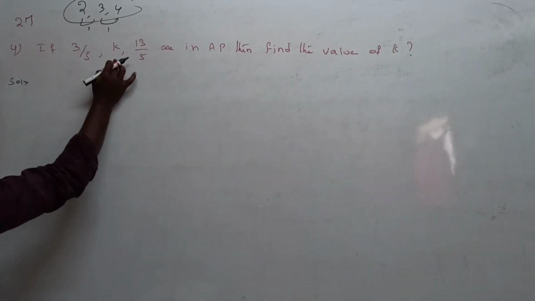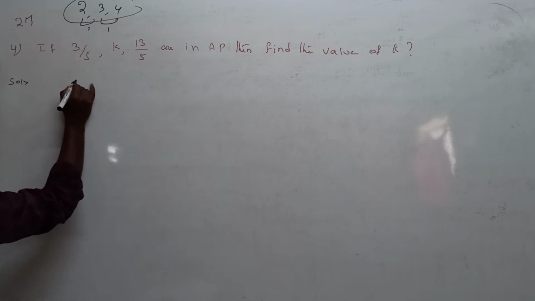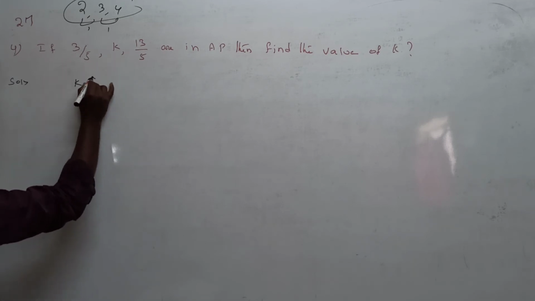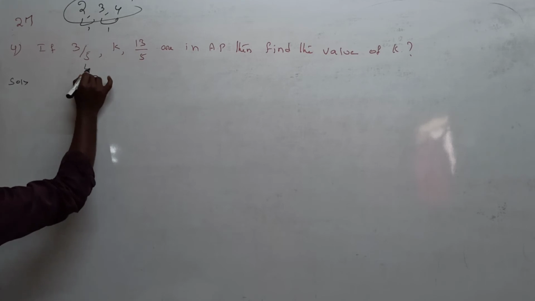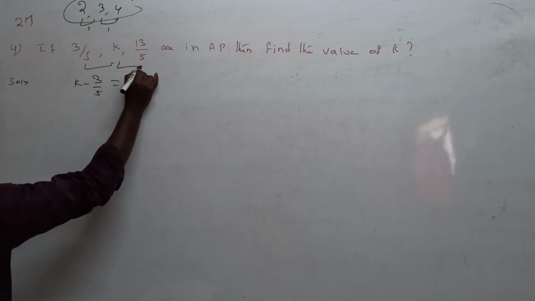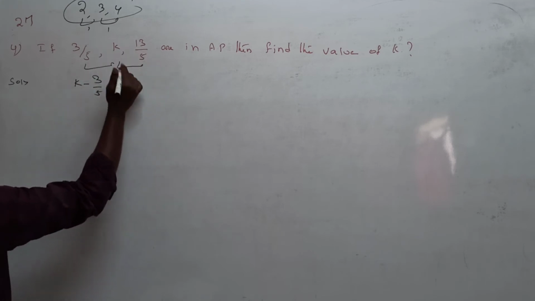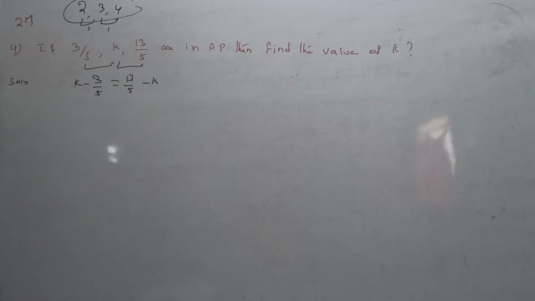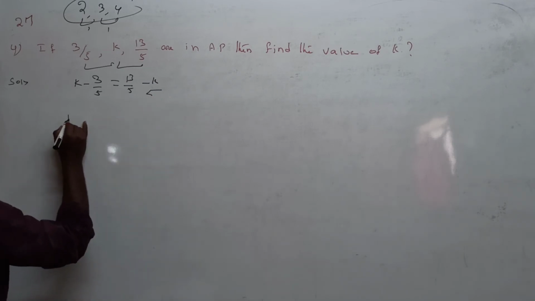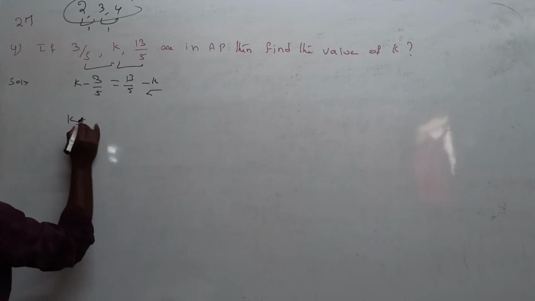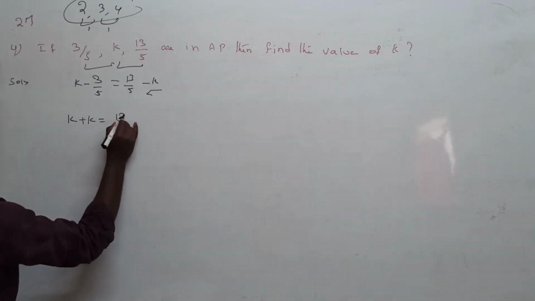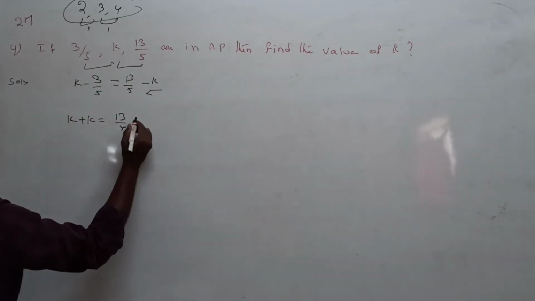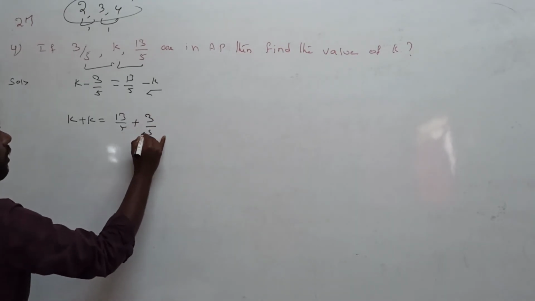That's why first element minus second element. k minus the second element, 3/5. This difference is equal to this difference: any term minus the term before it, 13/5 minus k. Now they ask to find the value of k, so we take the k terms to one side. On the left-hand side we have k; minus k on this side becomes plus k. Constants we take to one side: minus 3/5 on the left becomes plus 3/5 on the right-hand side.